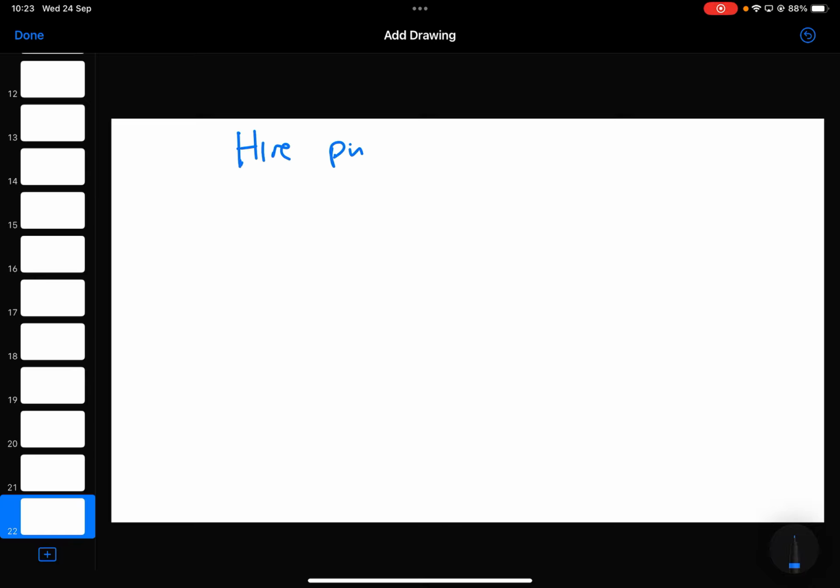Do y'all still remember what is hire purchase? Buying something, pay later. Okay? Pay a deposit, then after that, every month I pay some money. So for example, I want to buy a handphone.